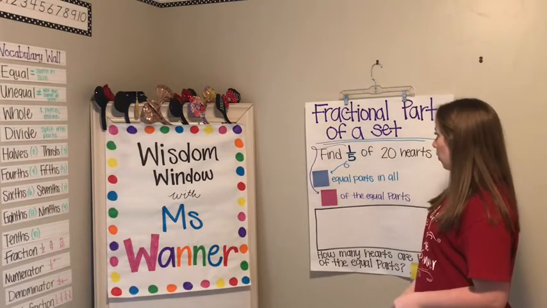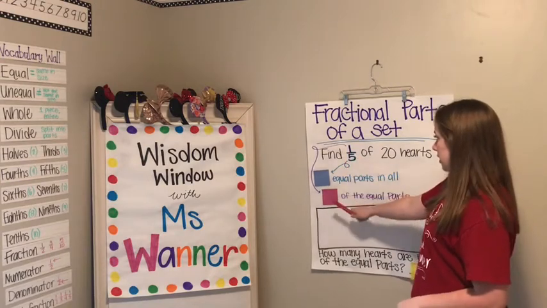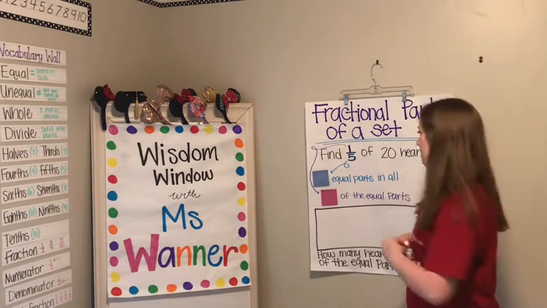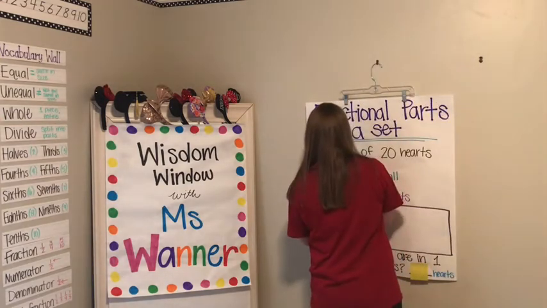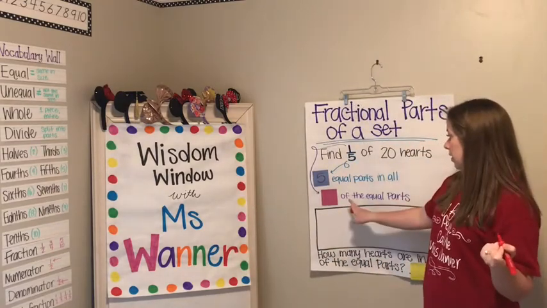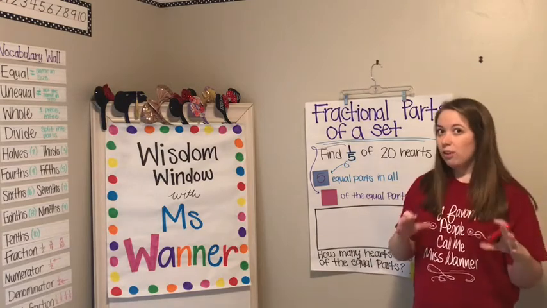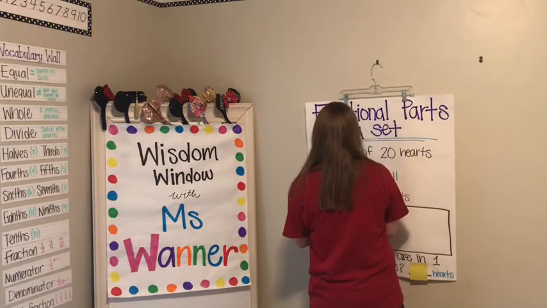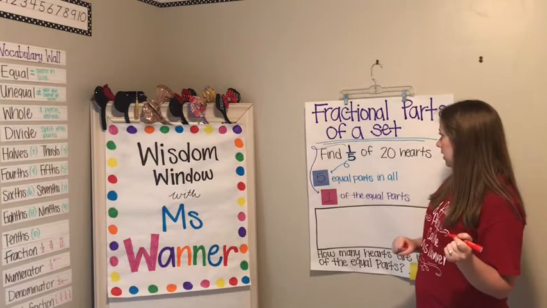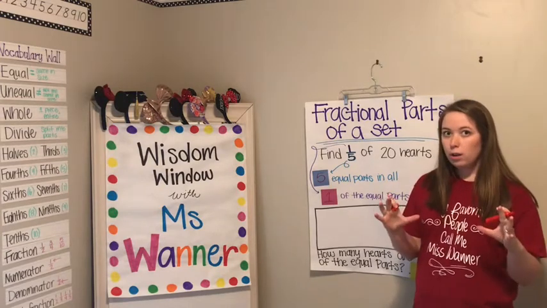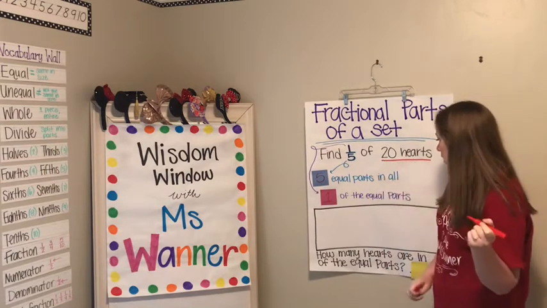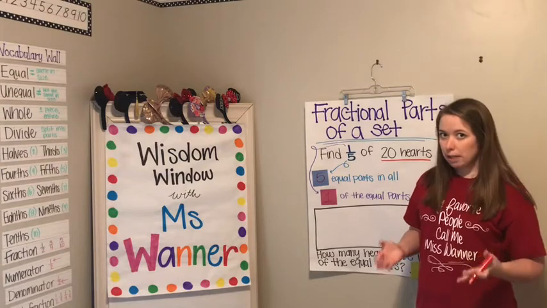Okay, so our denominator is going to tell us the equal parts in all. How many equal parts are there in all? 5. There are 5 equal parts in all. And then our numerator is going to tell us the number of equal parts that we will be looking at to find our answer. And so it is 1 part. All right, and then for our total of items, we're going to be looking at 20 hearts. Okay, to solve this, I'm going to draw a picture.